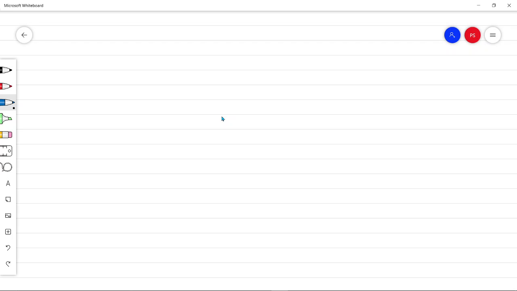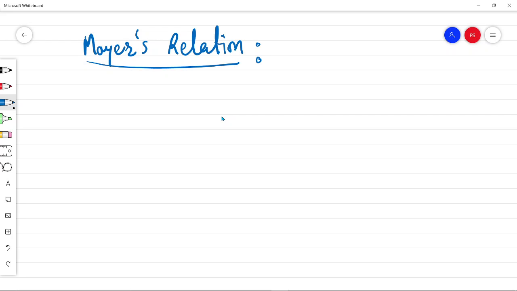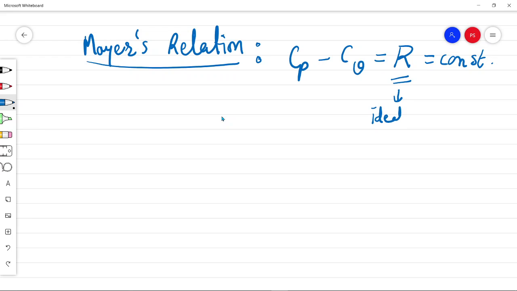Let us derive Mayer's relation in this video. It is a very famous relation which gives an expression for the subtraction between the specific heats at constant pressure and constant volume to be equal to a constant called R. R is commonly called the ideal gas constant. For that, we need to define these specific heats first.